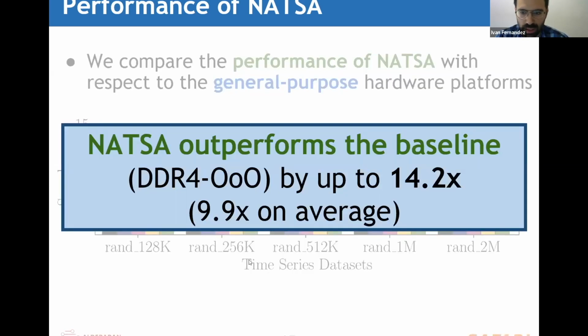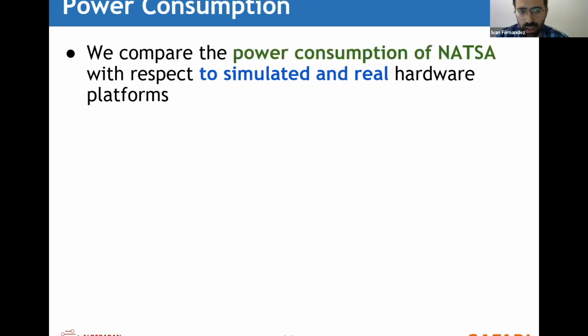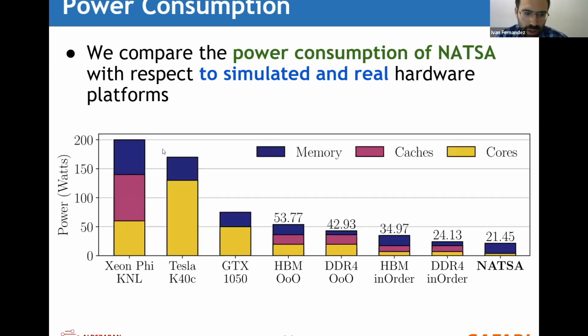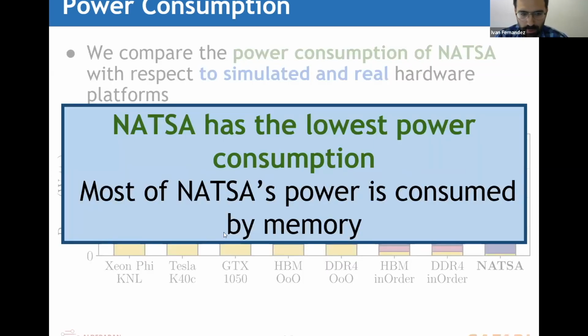Concretely, NATSA outperforms the baseline, which is DDR4 out of order, by up to 14.2 times, 9.9 times on average. If we take a look at the power consumption, we can compare the power consumption of NATSA with respect to the simulated and real hardware platforms. In this figure, you can see the power requirements in terms of watts of all the evaluated platforms. As we can see here, NATSA is the one that requires the least amount of power. One thing that is worth mentioning is that most of NATSA's power is consumed by memory.